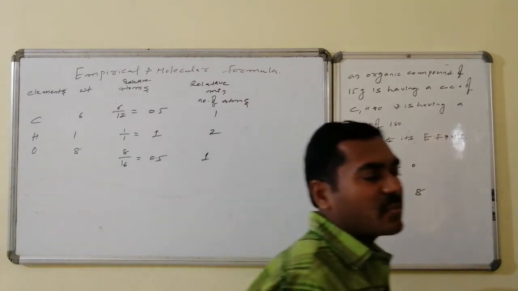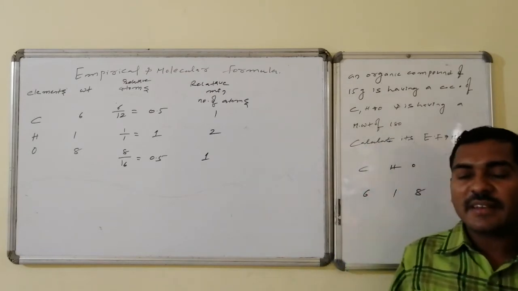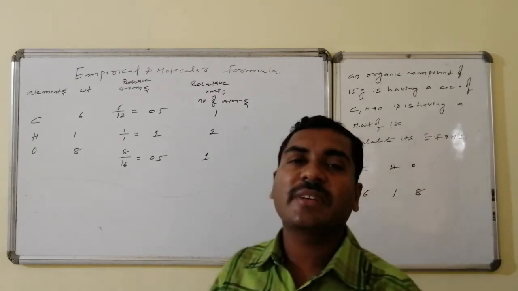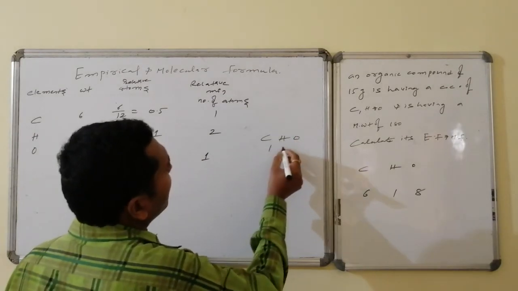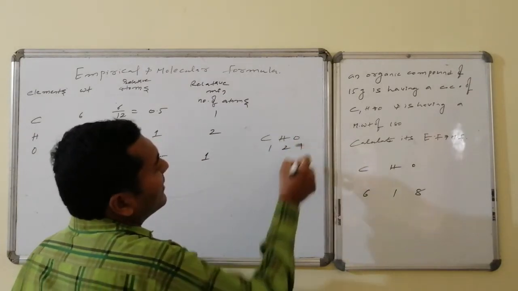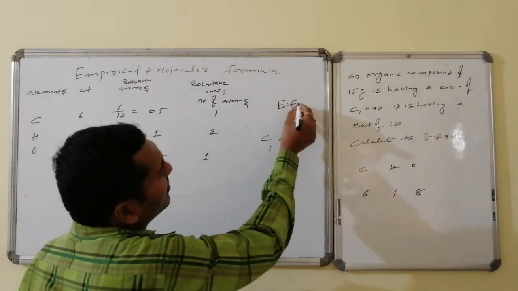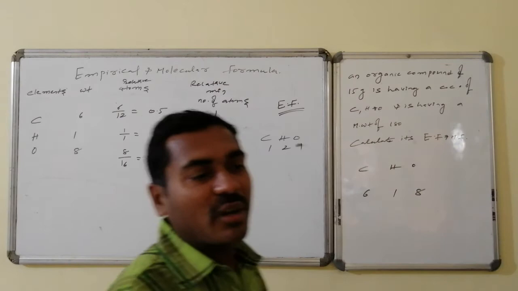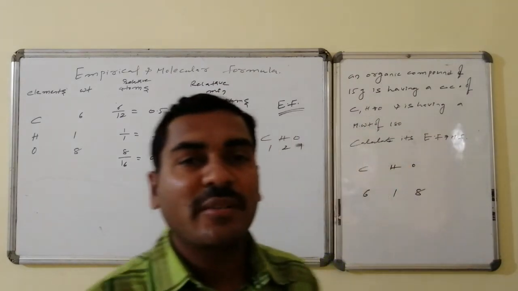The empirical formula definition reveals that it is the relative minimum number of atoms present in the molecule. And here this is carbon 1, hydrogen 2 and oxygen 1. This particular formula is the minimum relative number of atoms present in the molecule, and that particular formula is said to be the empirical formula.